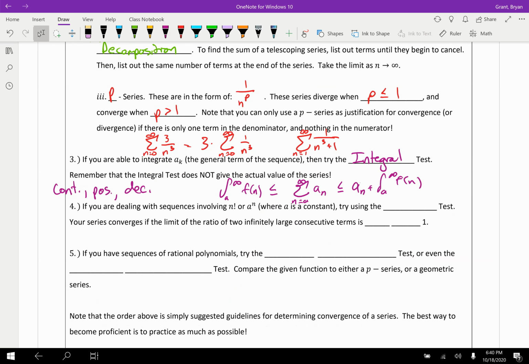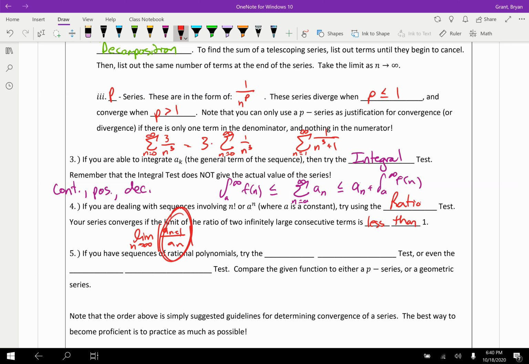Now, if you're dealing with a sequence where the general term, a sub n, involves n factorial, I would really suggest the ratio test. Okay, the ratio test is, of course, the one where we take the limit as n approaches infinity of the next term divided by the current term, and if we get an answer that is less than 1, then we know that our series converges. And the reason we're doing that is this is like a geometric series.